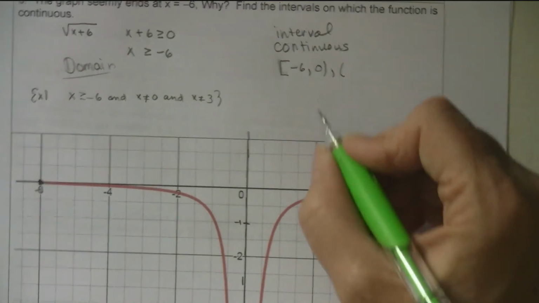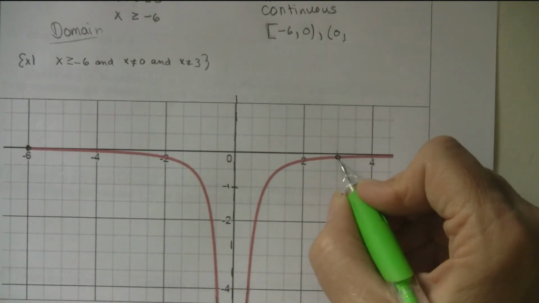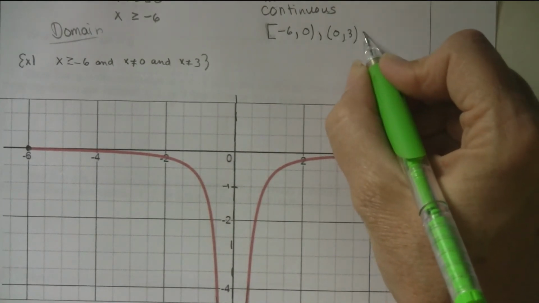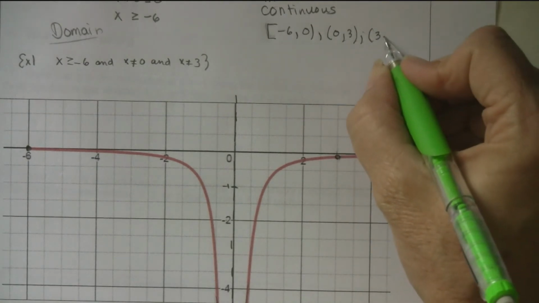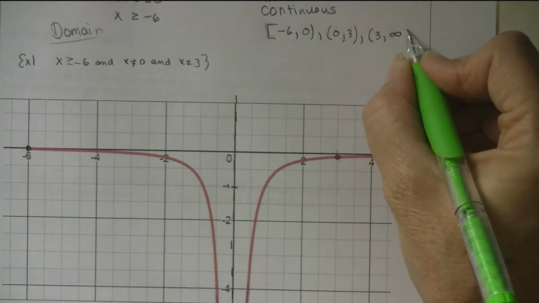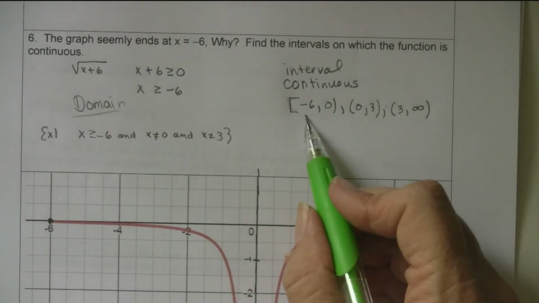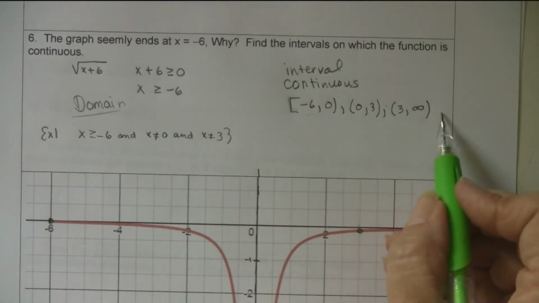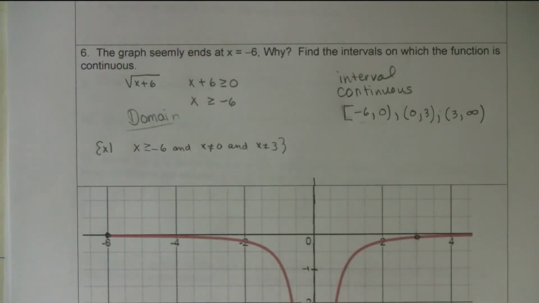This is going to start again at 0, and then we're going to toss out 3. So comma, and then it's going to go from 3 to infinity, and always parentheses with infinity. So this is continuous on this interval, it's continuous on this interval, it's continuous on that interval. So there are 3 intervals that it's continuous on. So there, we did a lovely job on number 6.